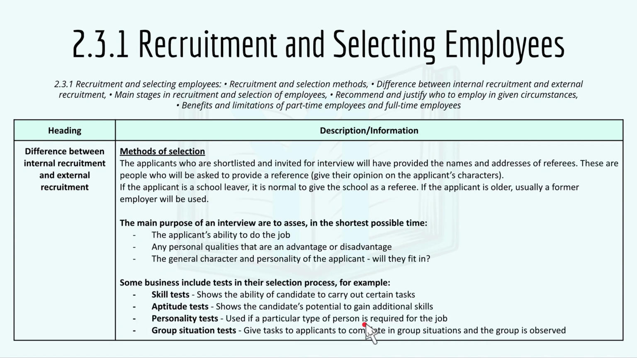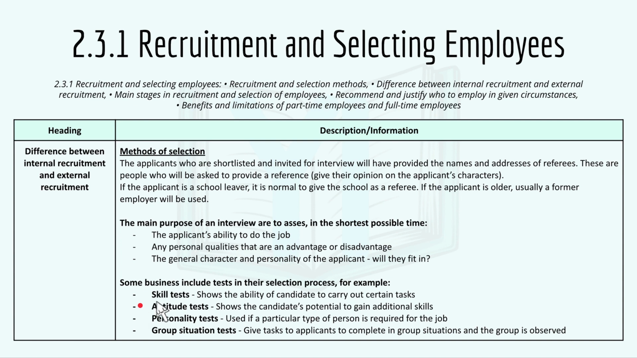Then the methods of selection. The applicants who are shortlisted and invited for interview will have provided the names and addresses of referees, and these are people who will be asked to provide a reference for them. If the applicant is a school leaver, for example, it's normal to give the school as a referee. The main purpose of an interview is to assess, in the shortest time possible, the applicant's ability to do the job, any personal qualities that are an advantage or disadvantage, and the general character and personality of the applicant, like whether they will fit in.